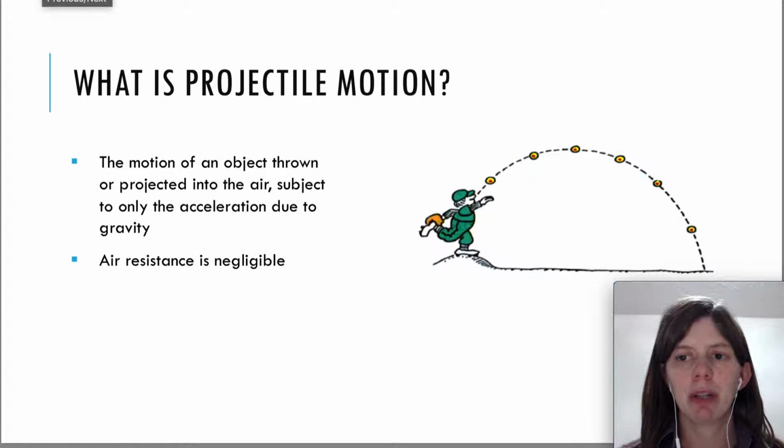As you see in this picture, you have someone who's throwing a ball. This is a perfect example of projectile motion because the object is only under the influence of the acceleration due to gravity. As soon as the ball is released, that's the only thing affecting it, causing it to fall down, is gravity. We ignore air resistance, wind, anything like that. So this is an ideal situation, but it does represent a lot of motion that we see.